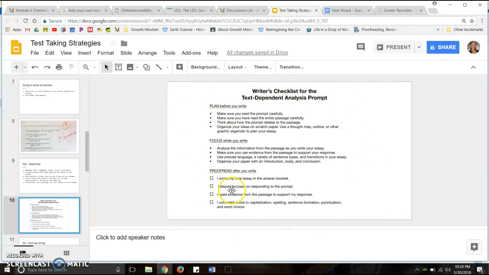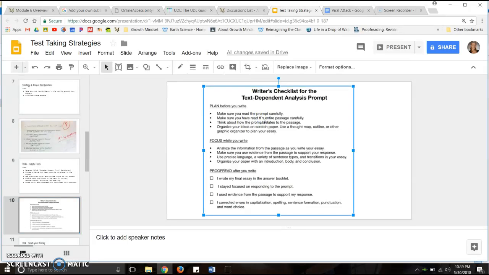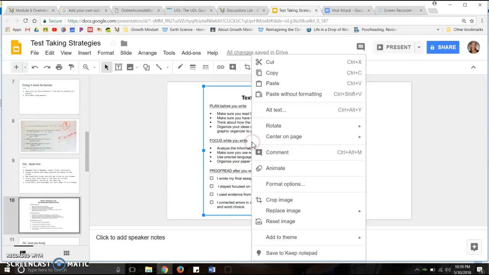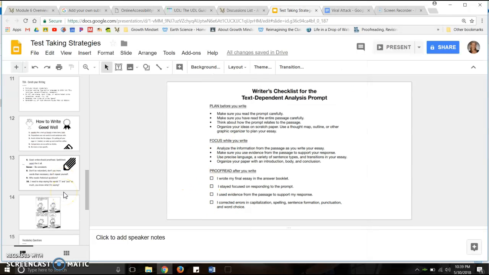And here we have an image that I copied and pasted from the writer's checklist for the TDAs on the PSSAs. And I guess I would type that all out. Now that I'm thinking about it, I'm kind of wondering how that would work. And then something I did not add was any real color to convey meaning.